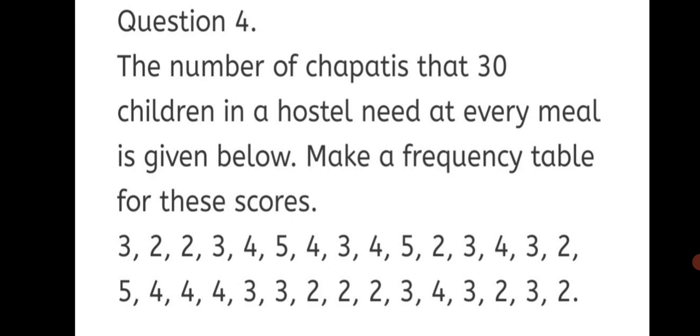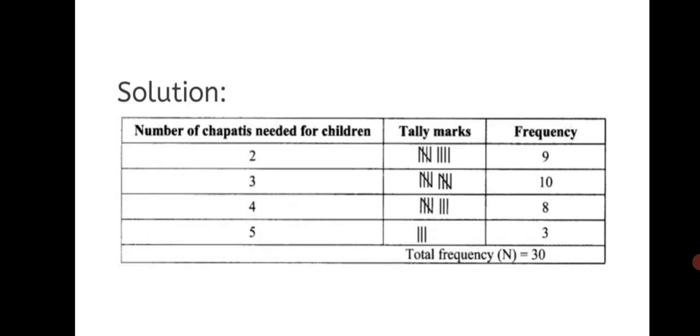The number of chapatis that 30 children in a hostel need at every meal is given below. Make a frequency table for these scores. So you can see the number of chapatis that 30 children in a hostel need. We can see there is no number 1 here, so we will begin our table with number 2. Then we have 3, 4, 5. So 2 to 5 will be our first column, and on top we will write the number of chapatis needed for children. Some require 2, some require 3, some require 4, some require 5. Once the first column is ready, we will move towards tally marks.